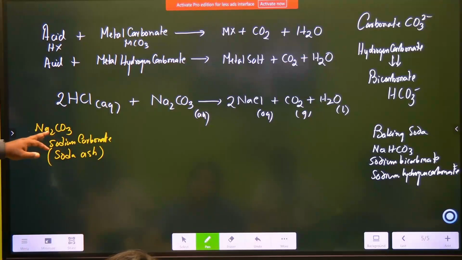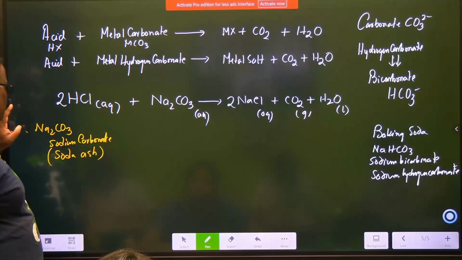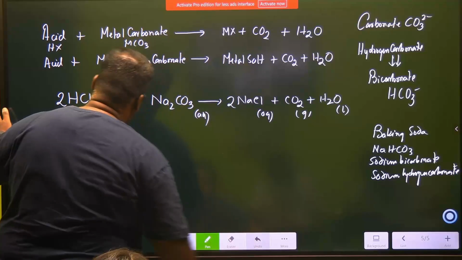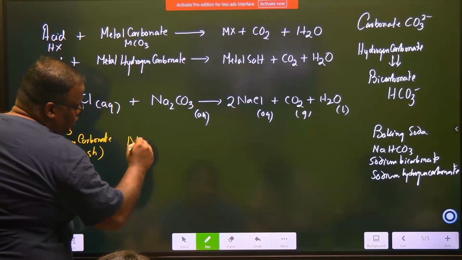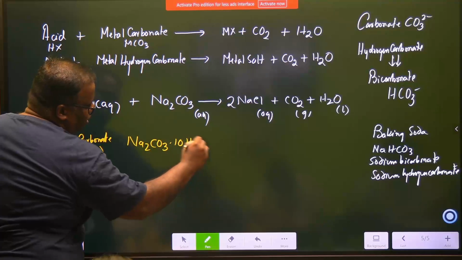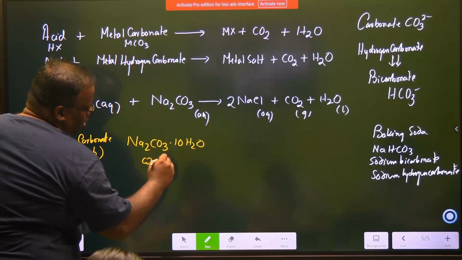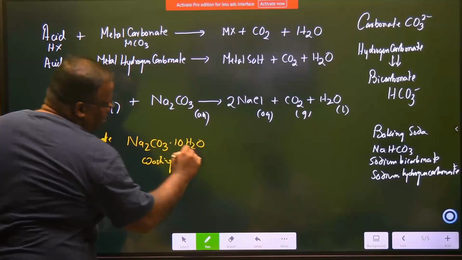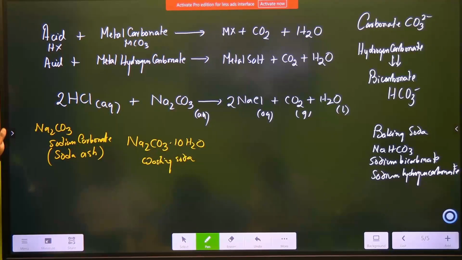Marks can be given when you are in grade 8, but since you are now in grade 10, you should be very perfect. What is washing soda? Washing soda is Na2CO3.10H2O. What will you call it chemically? Hydrated sodium carbonate. Hydrated salts are colored, but this is white in color. This is not colored, it is white in color. Remember all this.